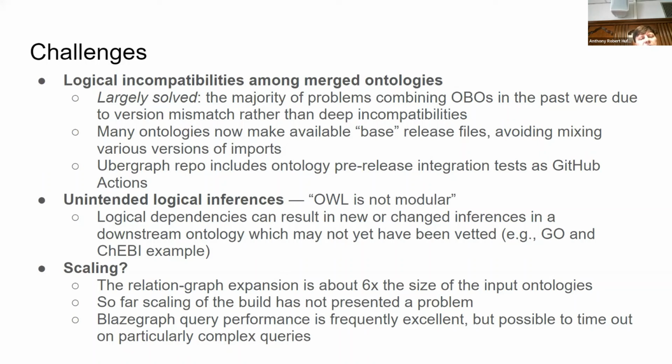There are unintended logical inferences sometimes. So we've been talking about this issue. OWL is not modular among some of the OBO tools team. If you go back to the example between Go and ChEBI with the metabolic processes, if ChEBI makes a change to the chemical hierarchy, and then you reason over Go with this new ChEBI, you get a change in the Go hierarchy, which is intended. That's how OWL is supposed to work. But these things can happen, maybe before the Go editors have tested Go with that new ChEBI. So maybe they would have wanted to raise an issue or something.